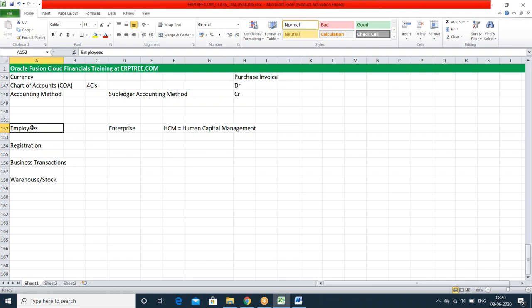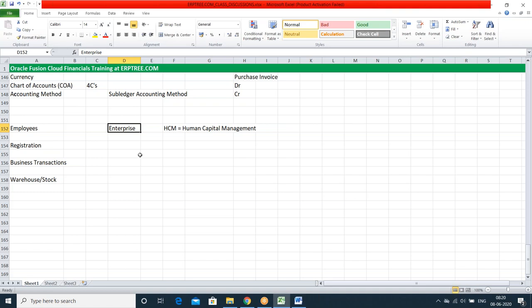Okay, to maintain the employees information, we create the logical environment in the system called enterprise. Within that enterprise, with the help of HCM applications, we can maintain the employees information within the enterprise. As a part of HCM, we have many applications: HR, payroll, ops and talent, it's all related to employees only.